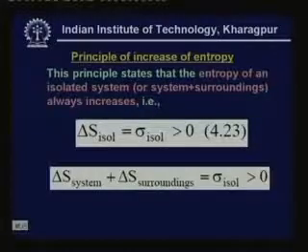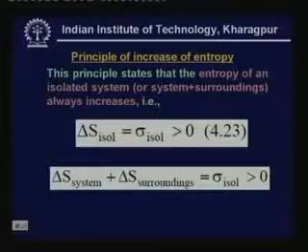Now, this gives a very important conclusion, or you can derive an important principle known as the principle of increase of entropy. This principle says that the entropy of an isolated system always increases. So, that is what is shown in equation 4.23. That means the entropy of an isolated system will never reduce, and it will always increase. So, this actually defines the direction of the process which an isolated system can undergo.